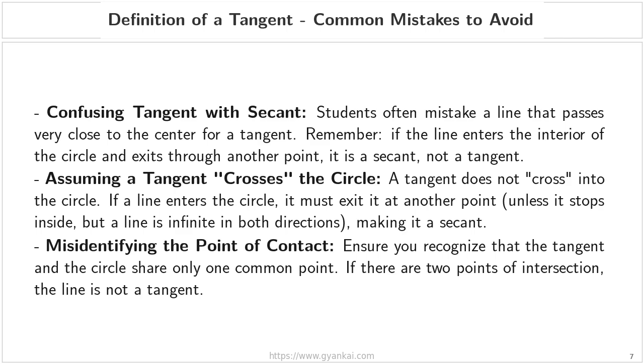Now, before we conclude our lesson, I want to pause and address some common pitfalls. As we have seen throughout this presentation, from our initial definition to our comparison with the secant, precision is everything in geometry. Keep these distinctions in mind, and you will master the properties of circles with much greater ease.